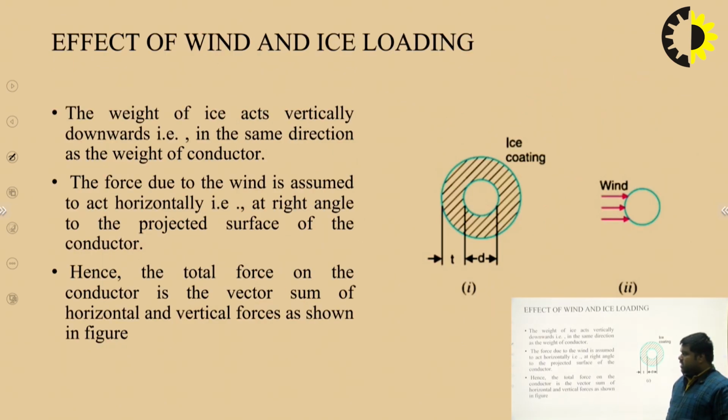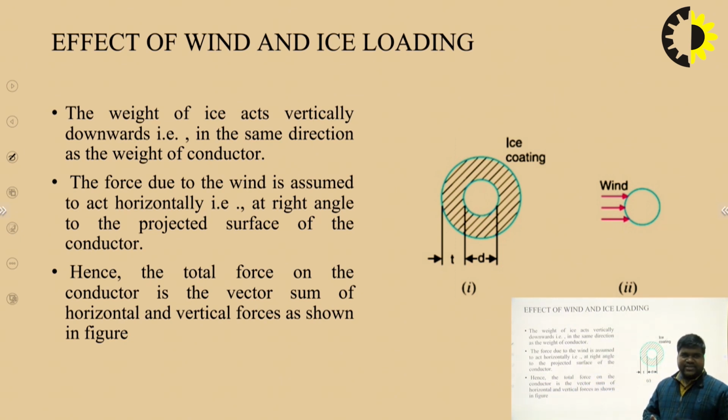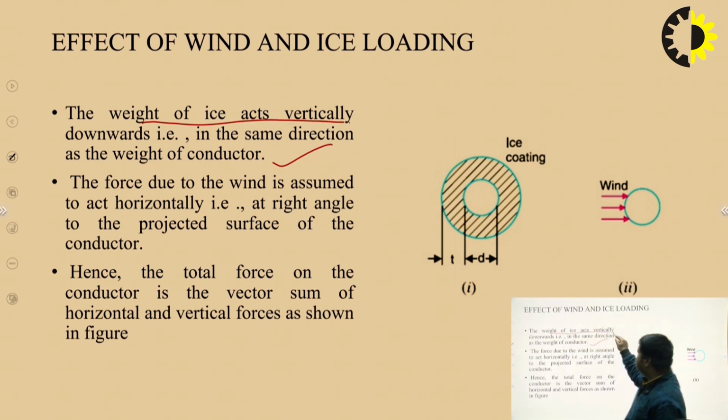In the other part of the content, I have talked about the effect of wind and ice loading. So the weight of ice acts vertically downwards, that is in the same direction as the weight of the conductor. The weight of ice acts vertically downwards in the same direction as the weight of the conductor.